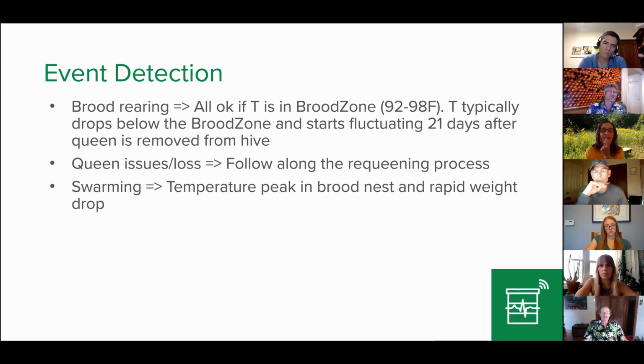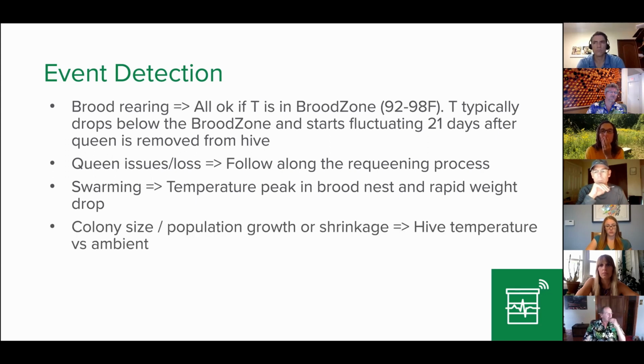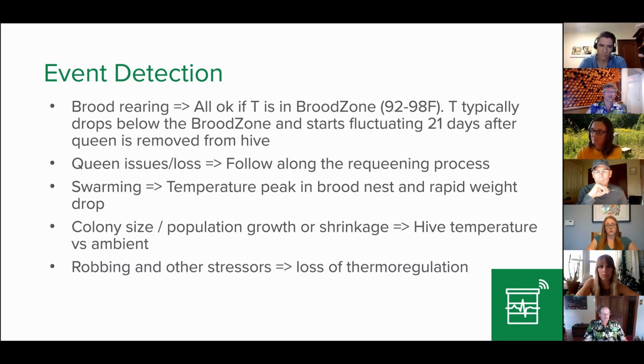We see swarming. A temperature peak in the brood nest typically happens when a swarm takes place, and at the same time we have a rapid weight drop of the hive. We can see the colony size and population growth or shrinkage by comparing hive temperature versus ambient temperature. That's a very good indicator of how big or small the colony is, and this is also how Lorenzo, I guess, does his calculations for brood level in a hive. We can see robbing and other stresses, which manifest as loss of thermoregulation. I'll show you an example of that.